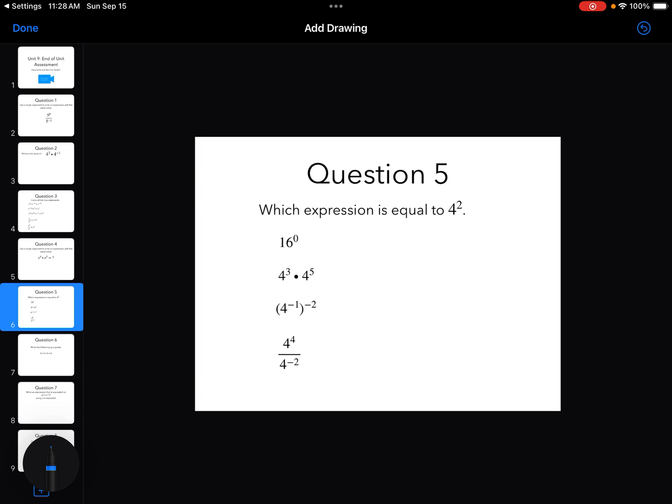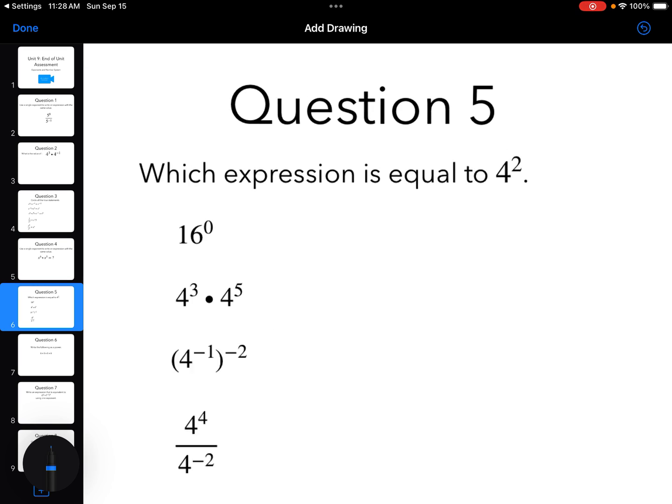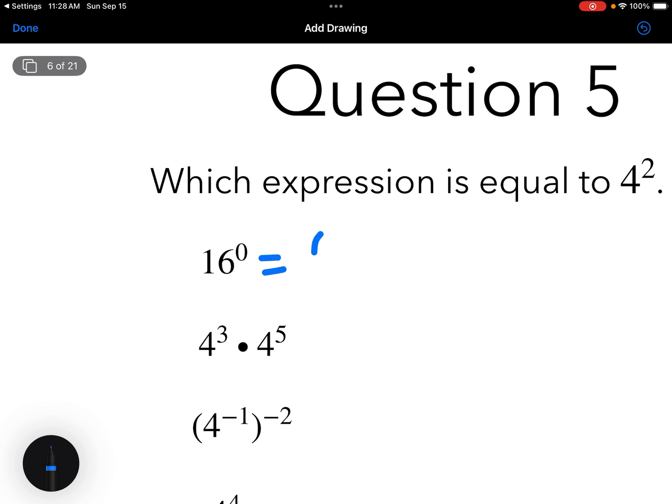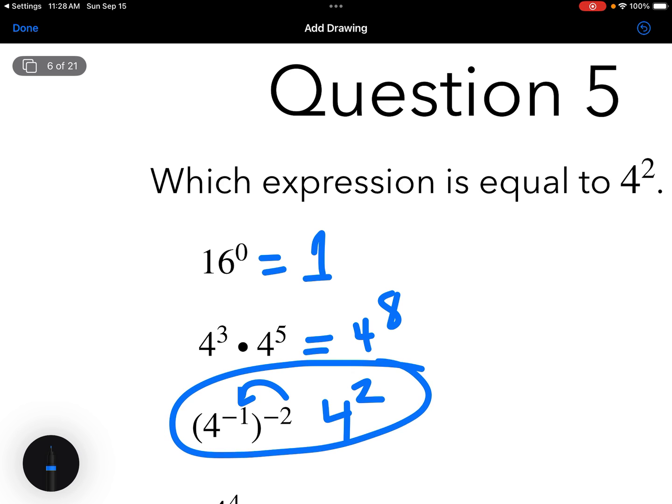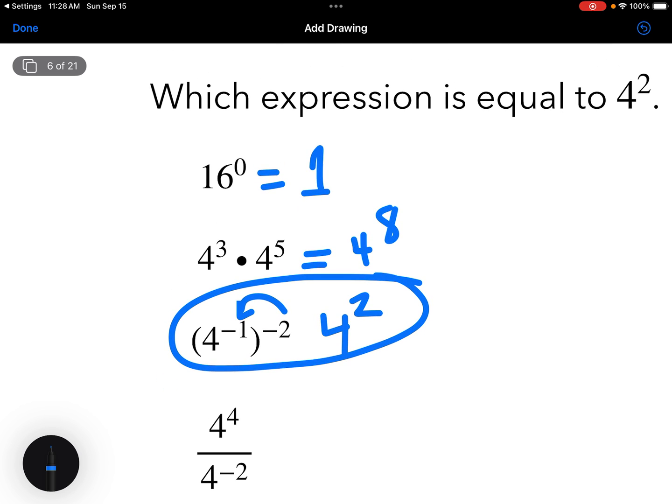Which expression is equivalent to 4 to the 2nd power. So anything to the 0 power is 1. This is the product property, so I'm going to add 4 to the 8th. This is power of a power, so I'm going to multiply. So I end up with 4 to the 2nd power. This one is 4 minus negative 2. Keep, change. I end up with 4 to the 6th power.